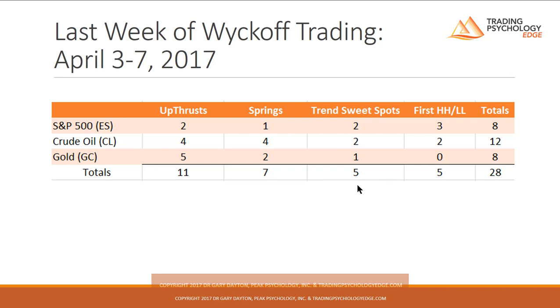We had 5 sweet spot trades and 5 first higher high, lower low trades. So 2 trend trades a day on average, and almost 3 springs or upthrusts a day on average. So you can see why springs and upthrusts are the bread and butter trade here, because they come up all the time. They're actually more frequent than the trend trades.